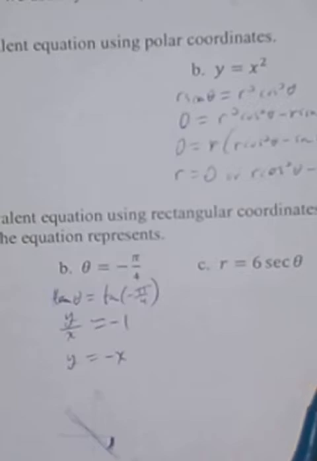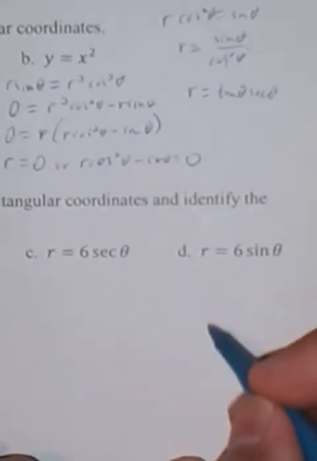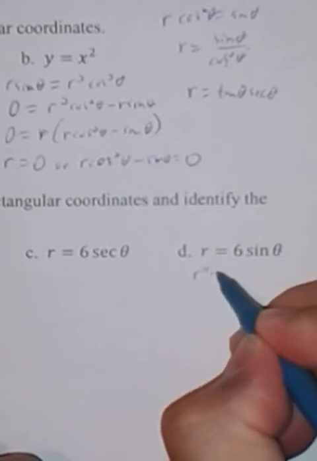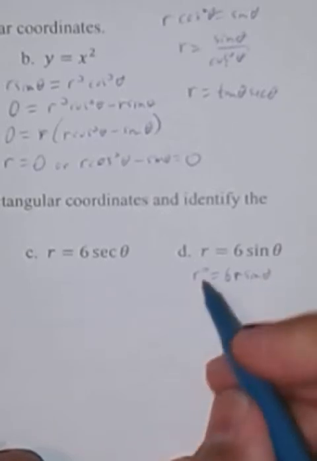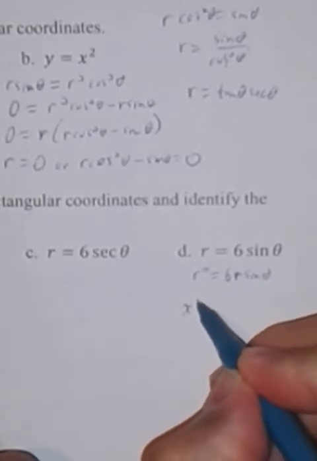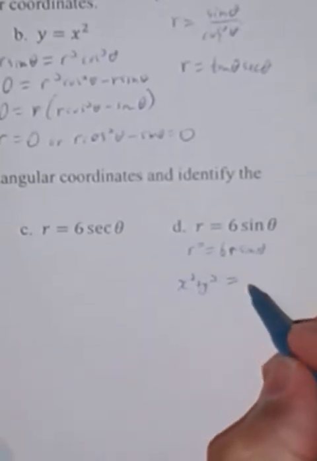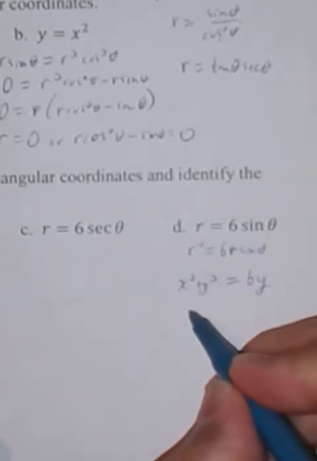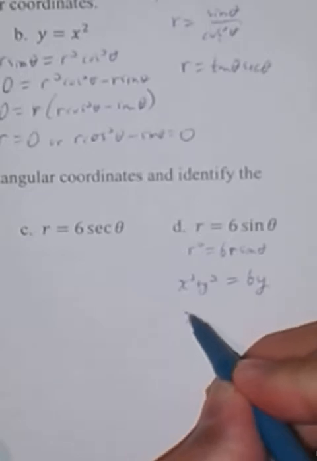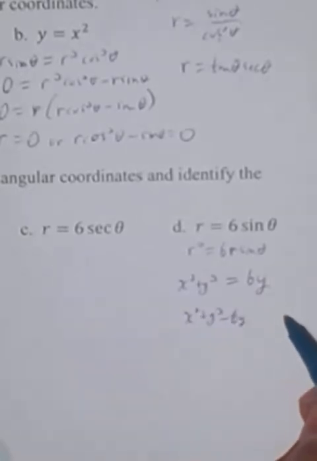All right, let's look at D. So D is r equals 6 sine theta. So I'm going to multiply both sides by r. I'll get r squared equals 6r sine theta, right? That look familiar? R sine theta. So r squared is x squared plus y squared equals, and on the other side, 6 r sine theta is 6y. Alright, I'm going to rewrite this a little bit differently. So I'm going to make it equal to 0: x squared plus y squared minus 6y equals 0.